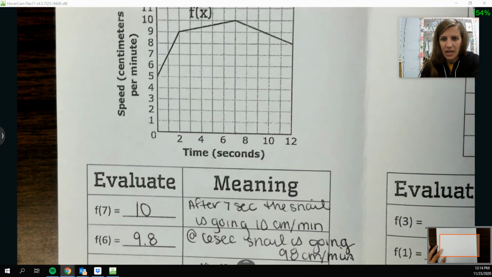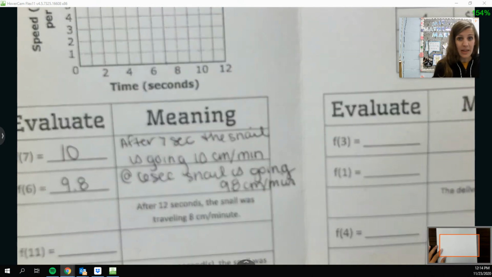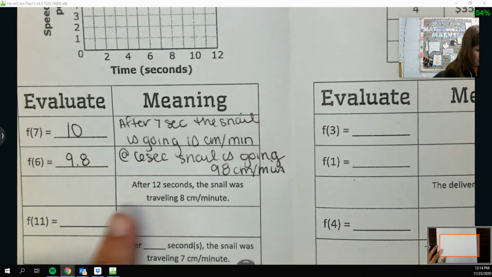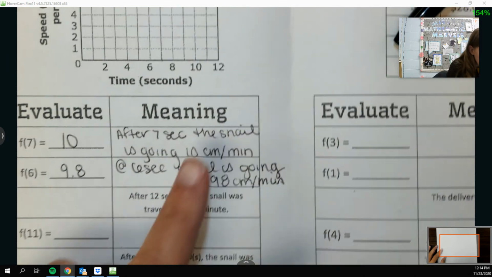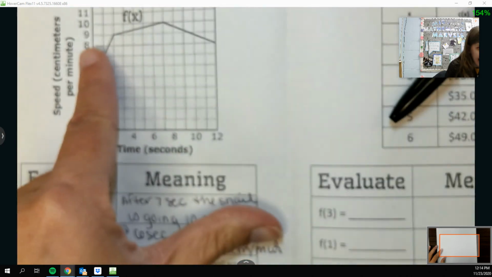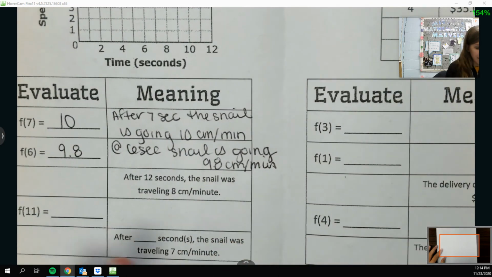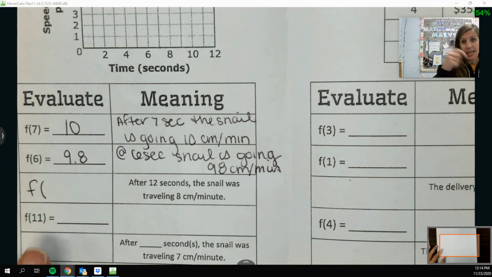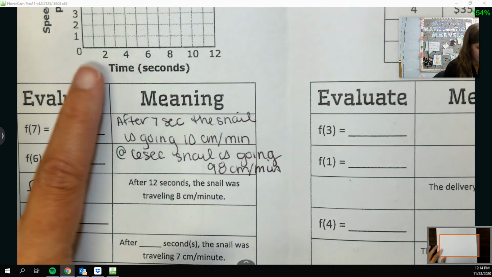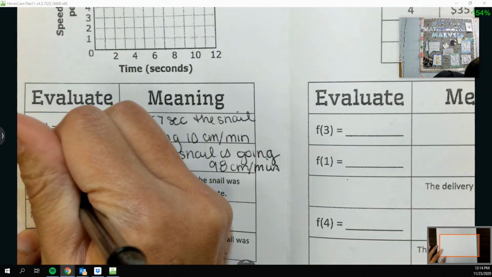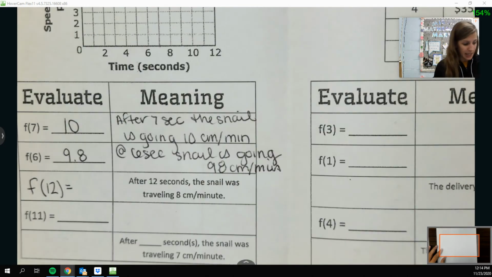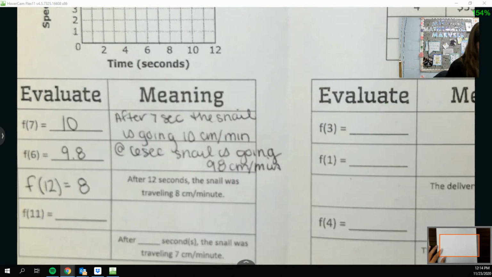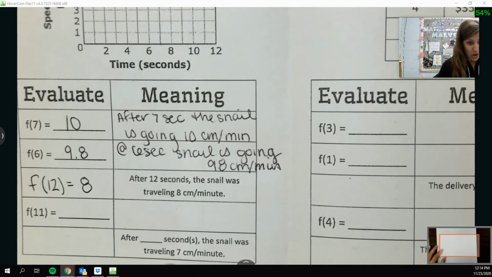Now with the one under it, they give me the description. So they said after 12 seconds, the snail was traveling 8 centimeters per minute, which I can see, like 12 and then 8. We just have to put it in function notation. So we put our input inside the parentheses. Our input is our x value, along the bottom, which is seconds, so 12. And then it output speed, and so we would say 8. And I'm going to leave the last 2 for you to try.